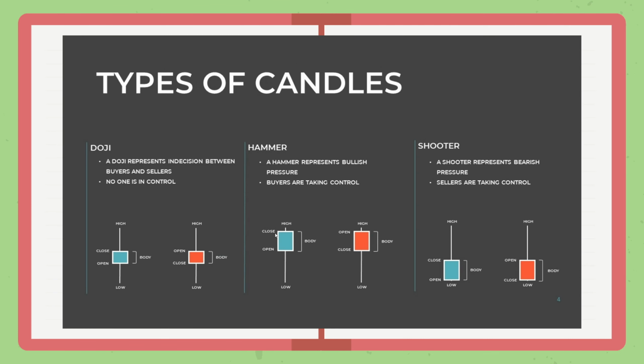Here's a few different types of candles. We'll get deeper into this. A doji is a candle that represents indecision between buyers and sellers. So no one really is in control in a doji candle. If you see a daily doji at the top of an uptrend, these are going to be reversal candles. All the candlestick patterns that we go over today are going to be reversal patterns. So dojis are well-known reversal patterns.